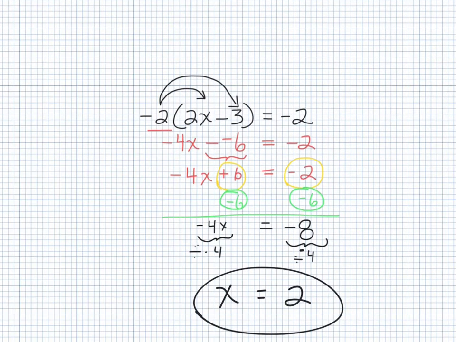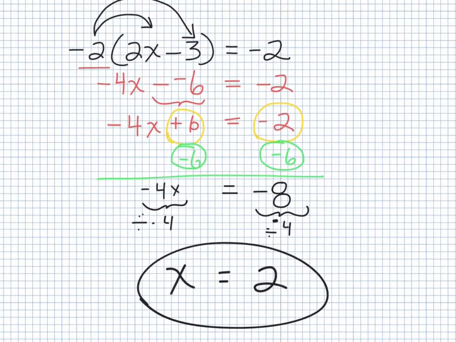Again, I can go back up to the top. My original equation, instead of these x's, I can put 2 in there. 2 times 2 is 4, minus 3 is 1. 1 multiplied by negative 2 is the same as negative 2, so it checks.